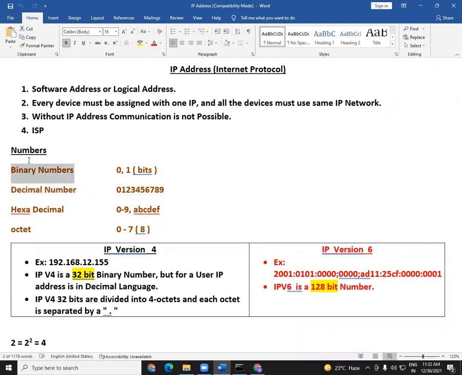Binary numbers. I hope everyone knows what a binary number is. A binary number means 0 or 1. The decimal number is used by the user, that is you and me. But binary numbers are used by whom? What is the language of your machine?